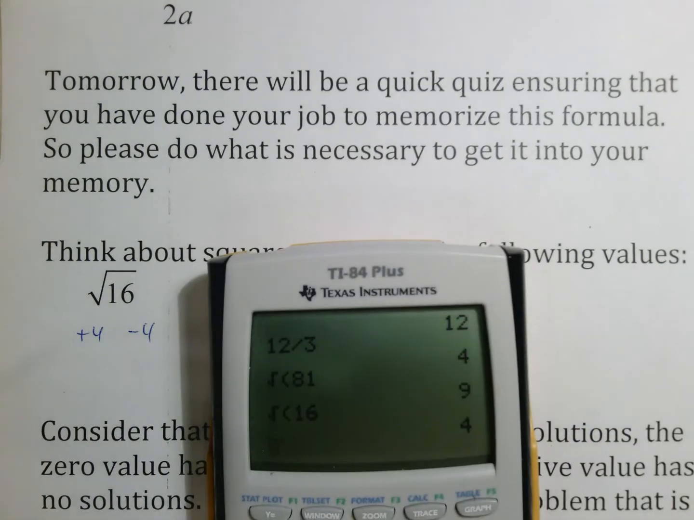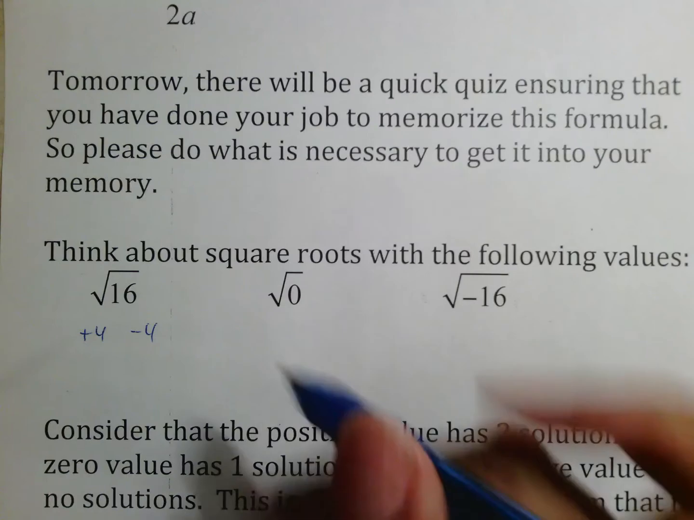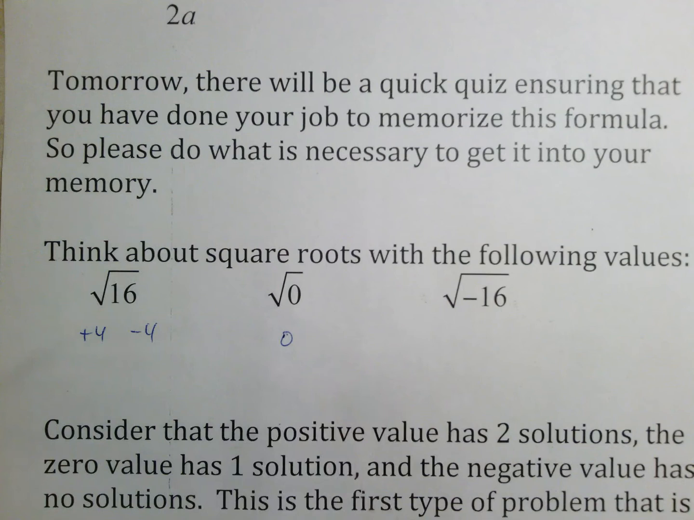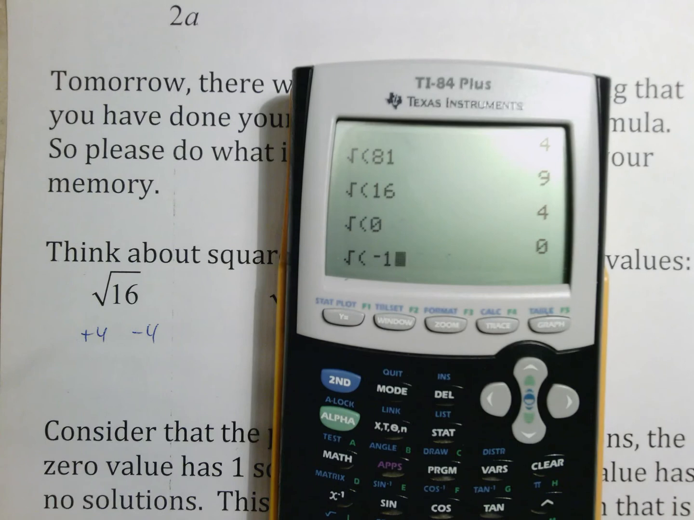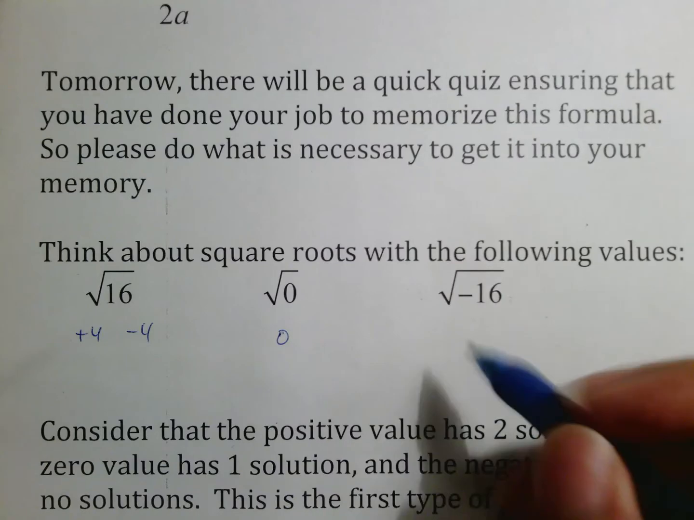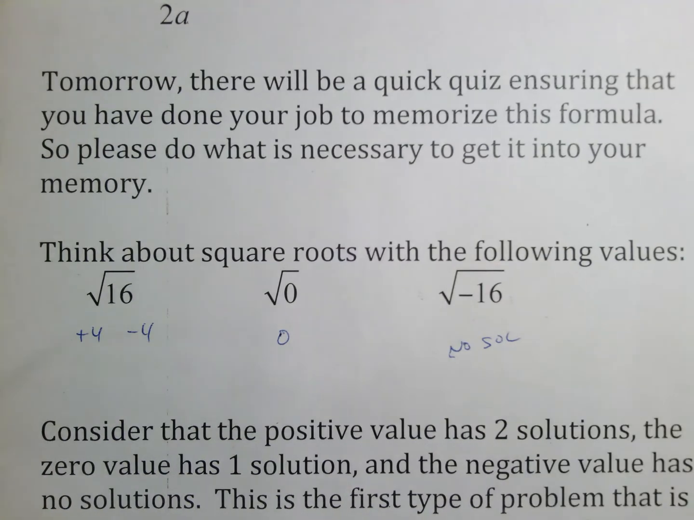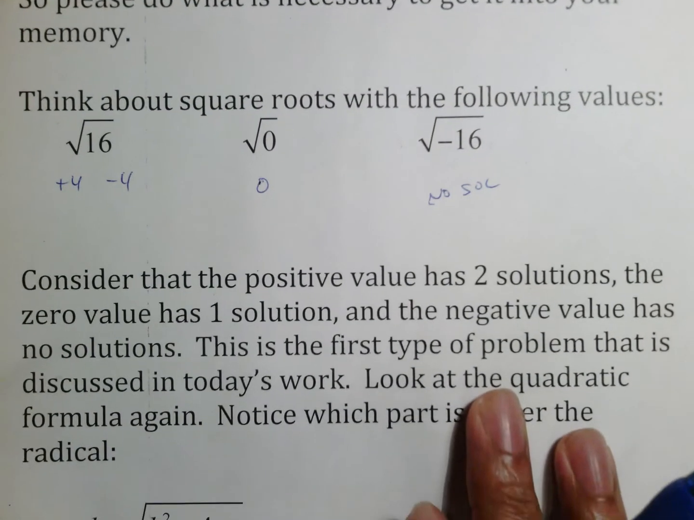Square root of 0, I don't think we need this for, but we'll just do it for the sake of practice, is 0. There is no positive or negative 0. 0 is just a number for itself. If you type in square root of negative 16, you get a non-real answer, which means that there is no solution here. These three things are going to be part of your first lesson of the day.